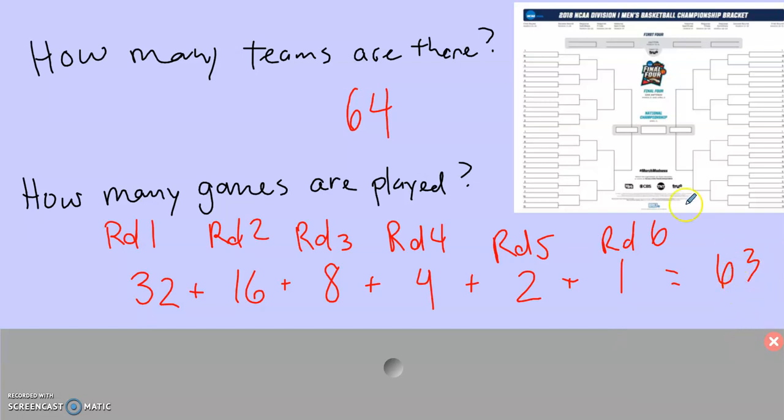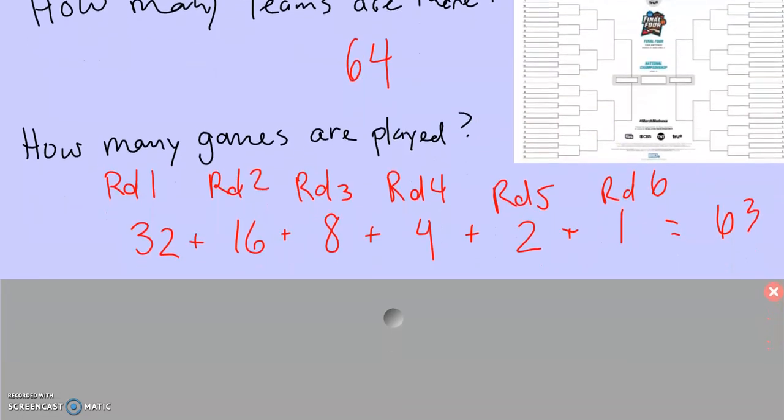Another way to think about that is there are 64 teams at the beginning. Every game eliminates 1 team. So you need to play 63 games to eliminate 63 of the 64 teams, leaving 1 champion in the end.